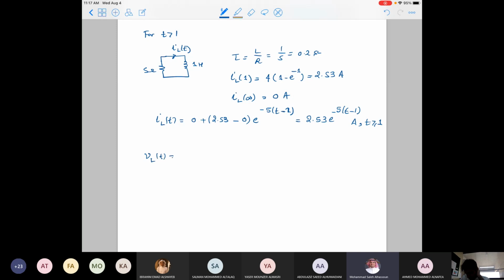The voltage across the inductor is going to be the derivative of this one with respect to time. If you differentiate it and multiply it by the inductance, you will get minus 12.65 volt, and this one is true for t greater than 1. So any questions?